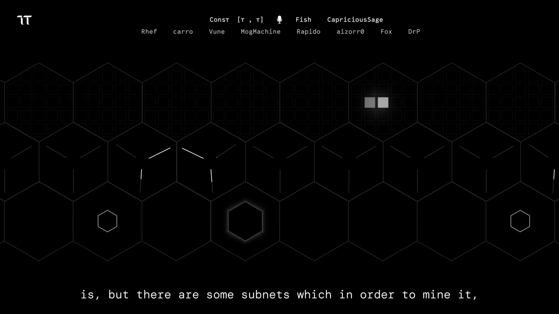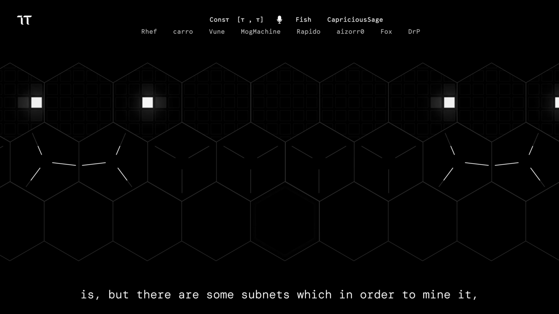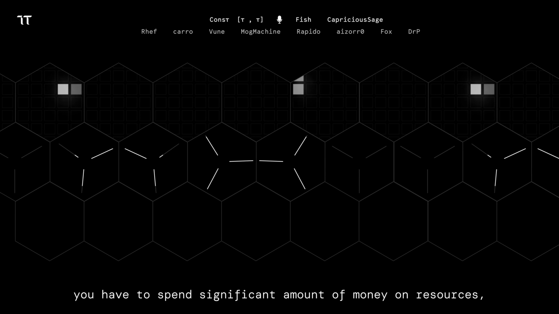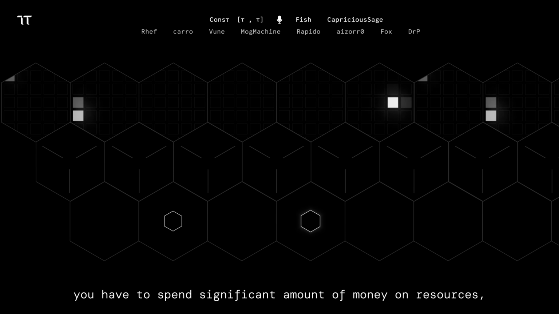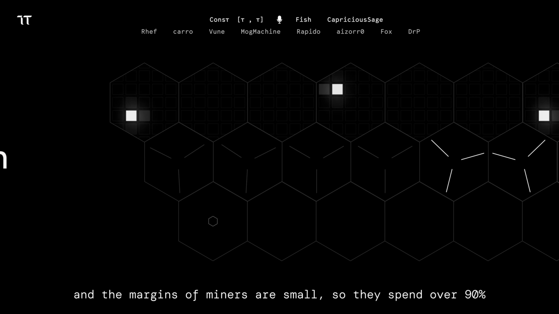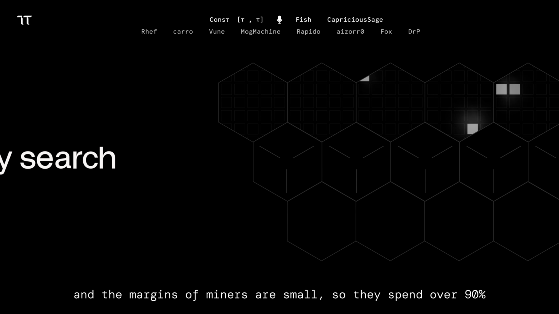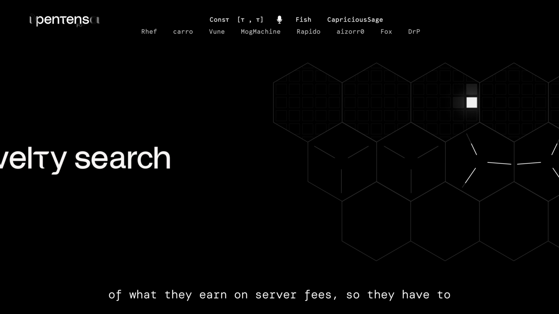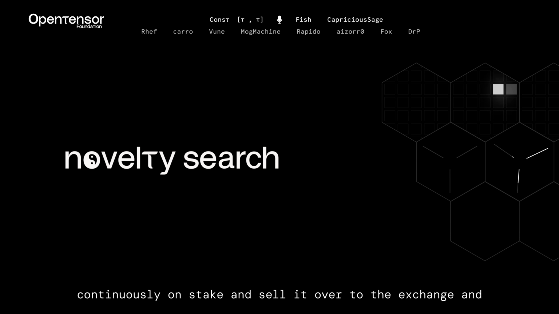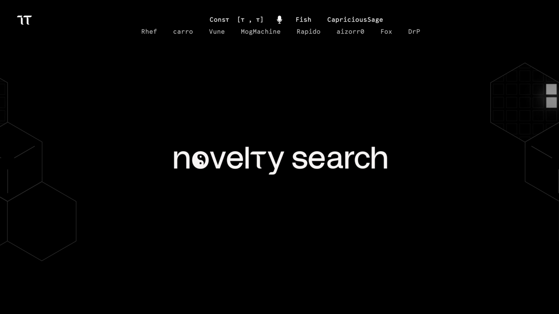Now there is, but there are some subnets which, in order to mine them, you have to spend a significant amount of money on resources, and the margins of miners are small, so they spend over 90% of what they earn on server fees. They have to continuously unstake and sell it over to the exchange and pay Bezos or whoever for hosting.